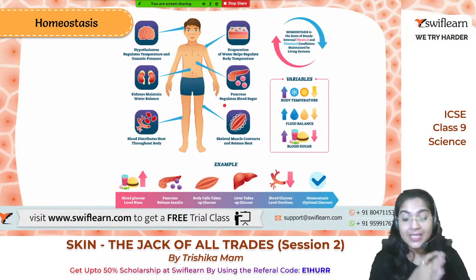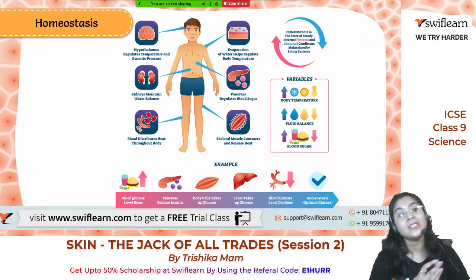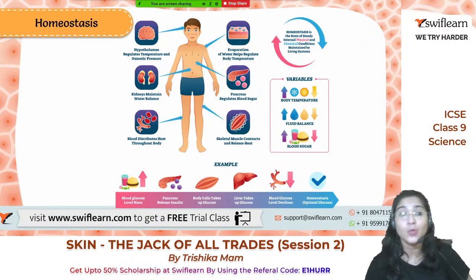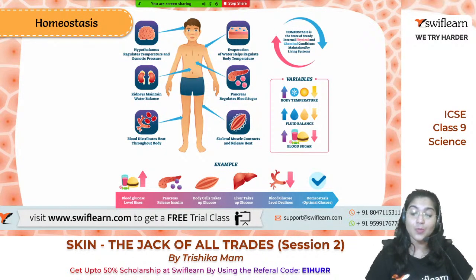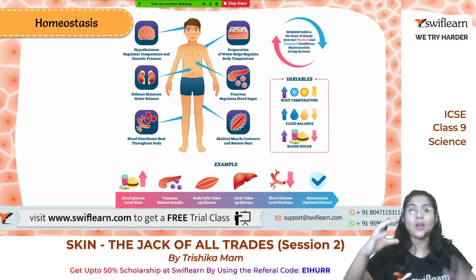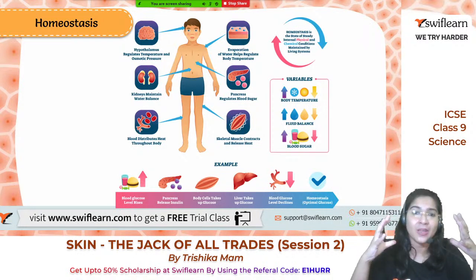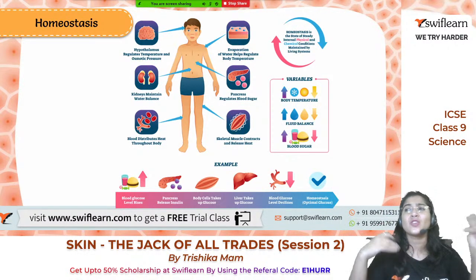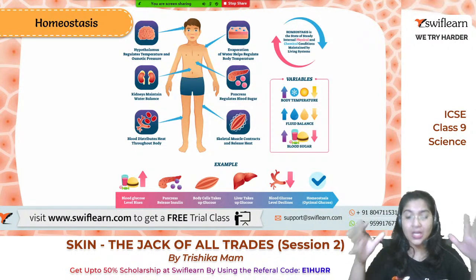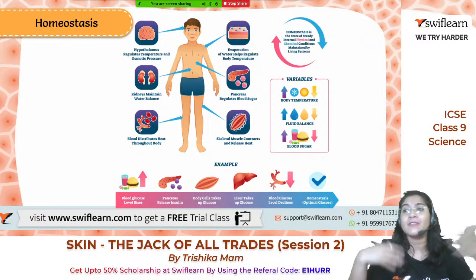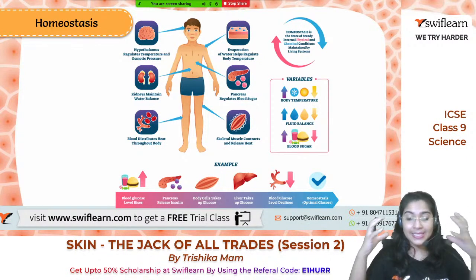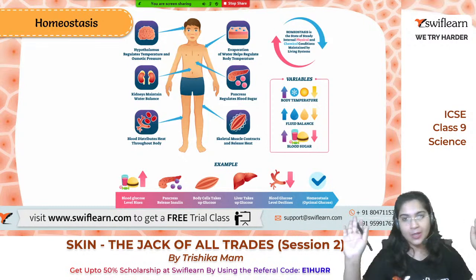Now how does sweating happen? It happens by homeostasis. Homeostasis means it helps to maintain a constant thing by our body, whether it is temperature or salt balance or water balance, whatever balance is maintained within our body by doing the different physiological functions. This process is known as homeostasis. Is it clear what homeostasis is?